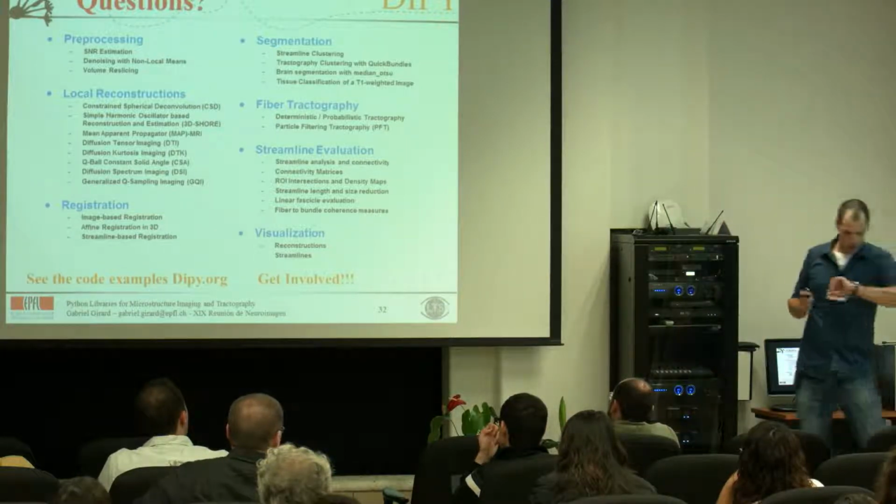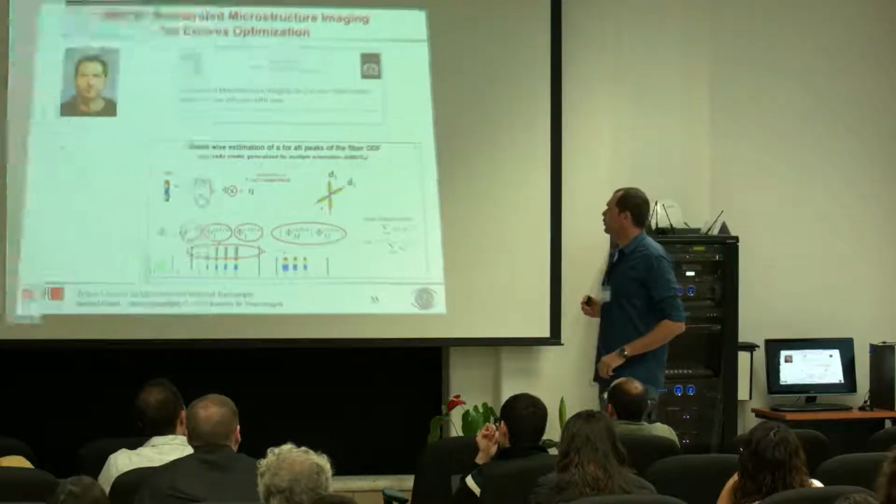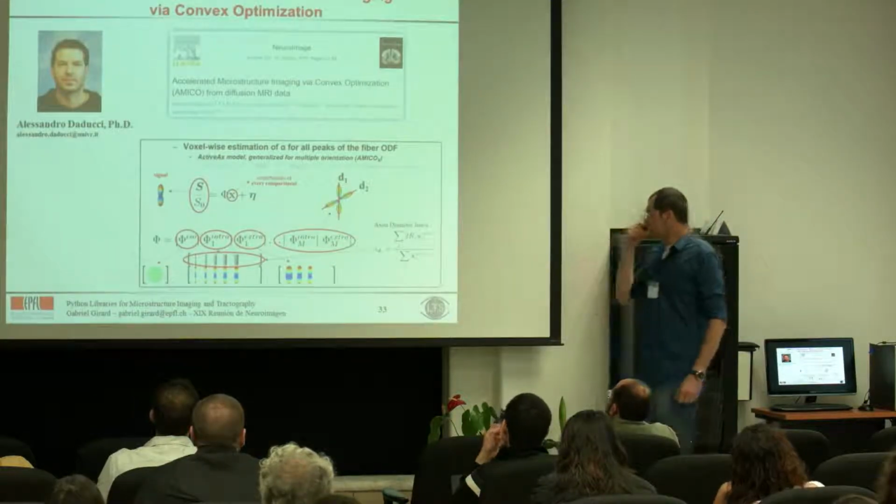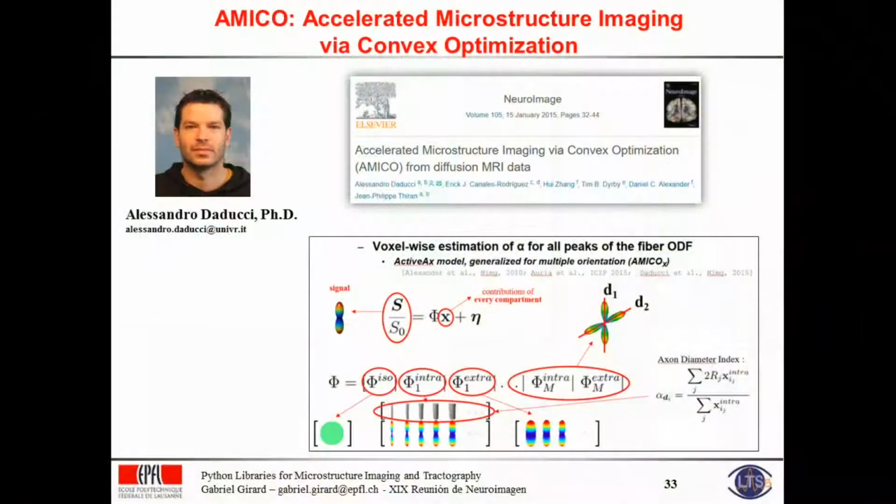So again, I'll move on to Amico. Amico is a project that Alessandro Daducci started in 2013, 2014. This is the tool I used for the ActiveAx algorithm to estimate the axon diameter index. So essentially, it was basic tractography, but at each step I was calling Amico to get the microstructure information along the peaks.